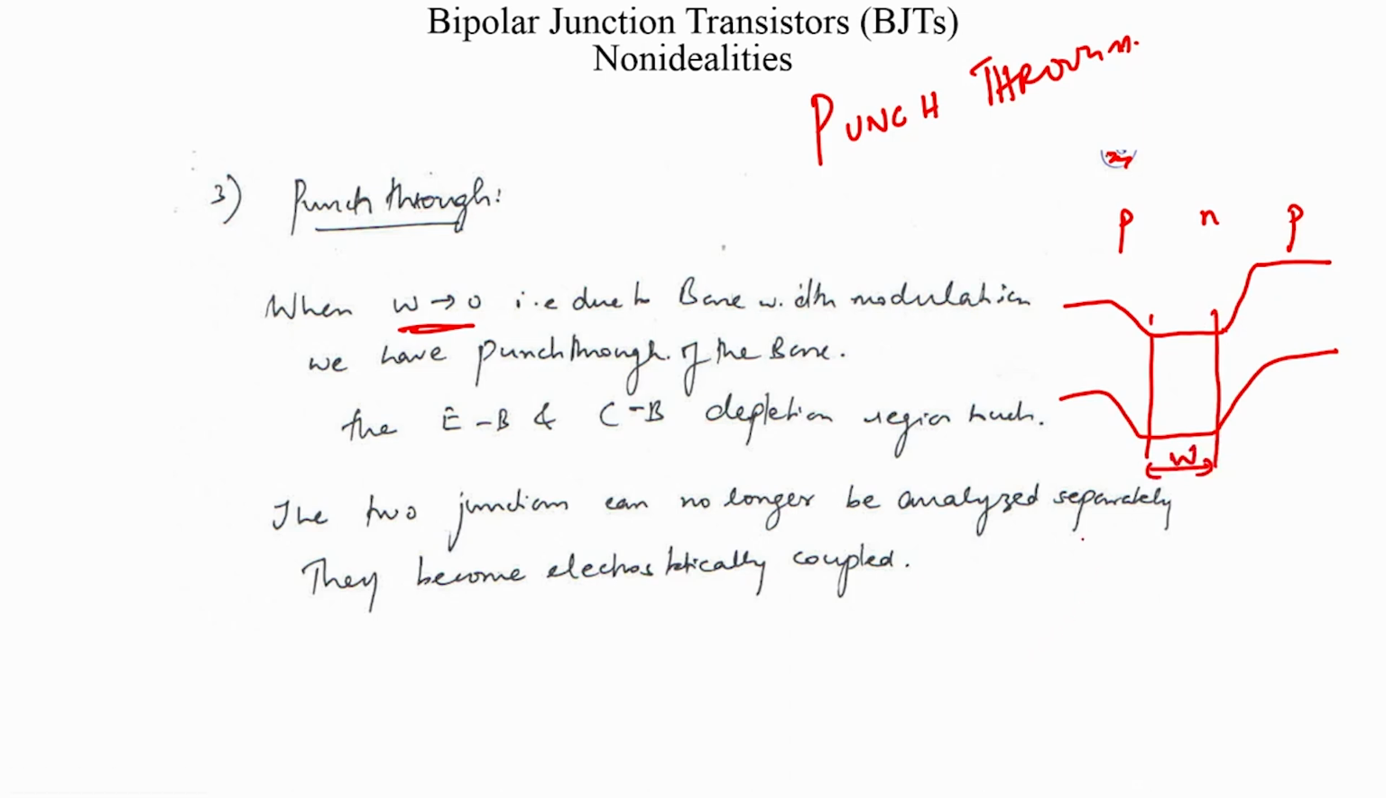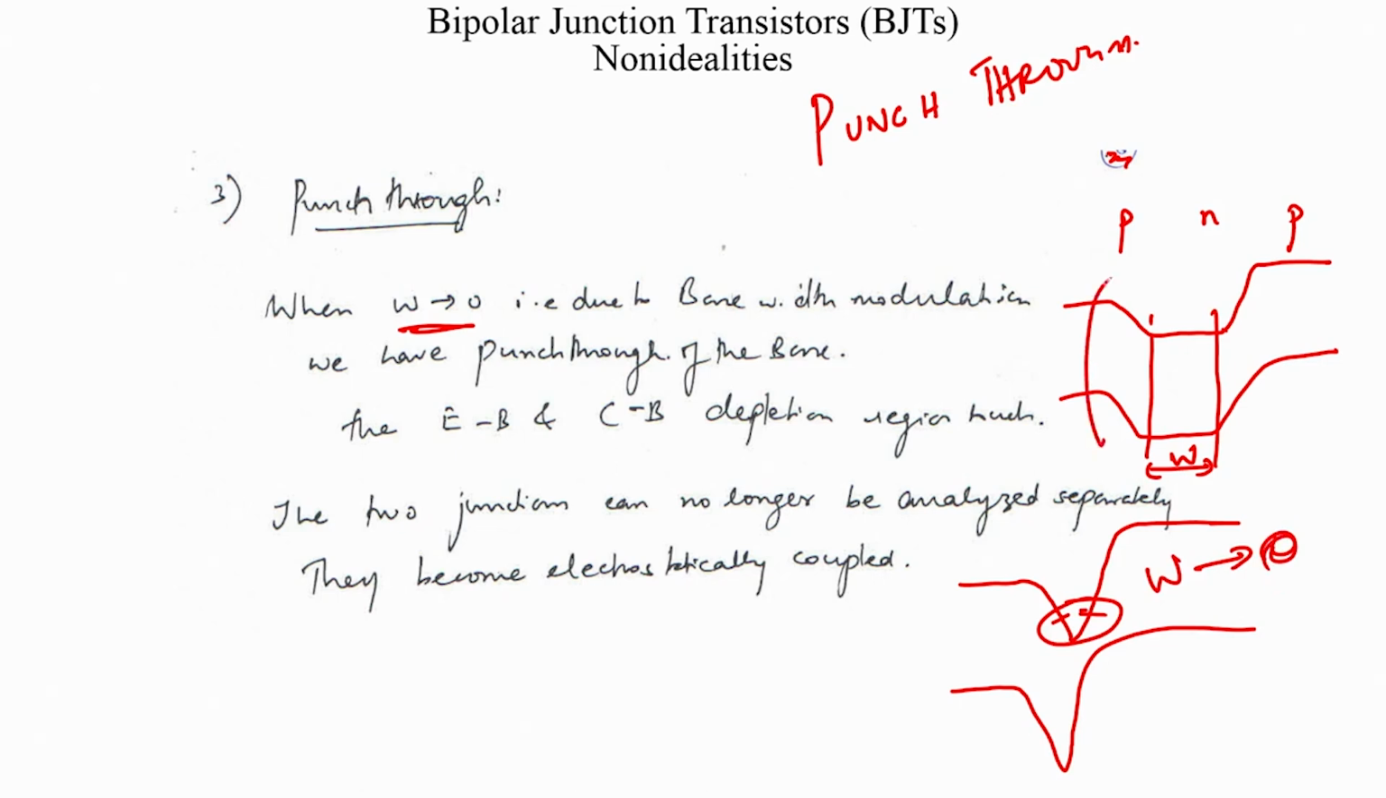But now as the width of the base starts heading towards 0, probably due to the way we have doped it, or due to the geometrical construct, or due to the biasing circuit, for whatever reason, you will end up with a structure like this. So, that becomes your band bending diagram. And what happens now is, as I start approaching W towards 0, we cannot handle these two junctions separately.